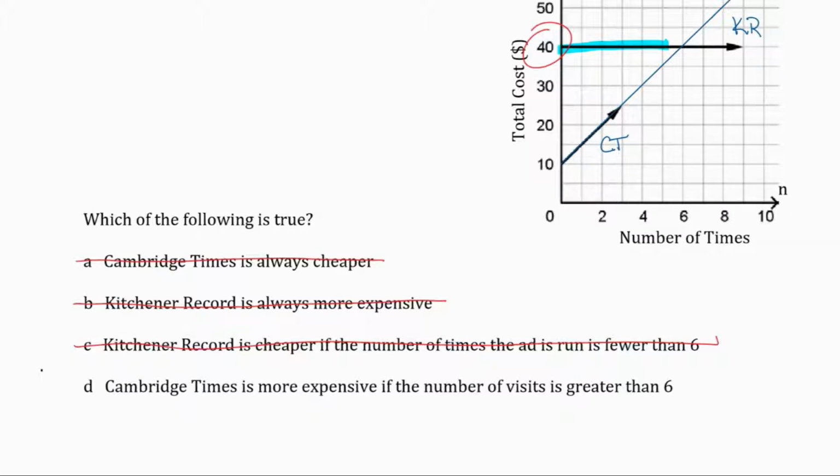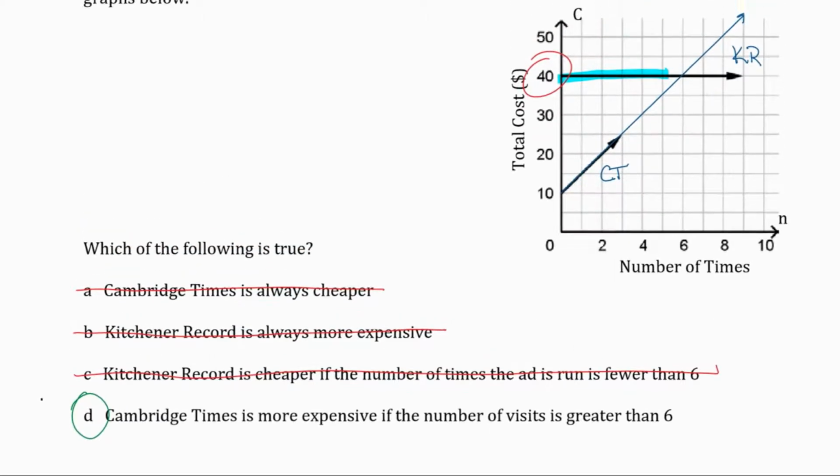Cambridge Times is more expensive if the number of visits is greater than 6. That's true. After 6, Cambridge Times is above, and so it becomes more expensive. So this one is correct, and the answer is D. I didn't have to really show any work. I scribbled on the graph a lot, just thinking about it. I crossed off some of these, but I didn't have to come up with equations. In this case, I could answer it from the graph.